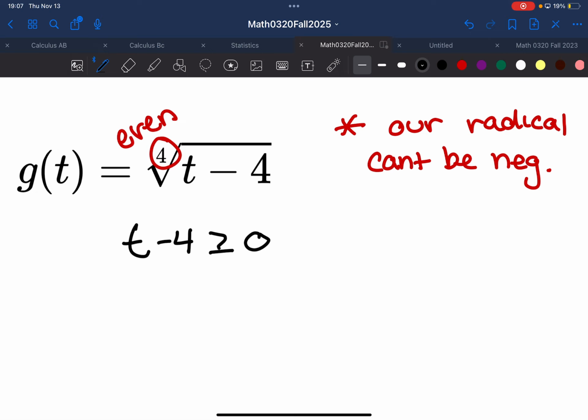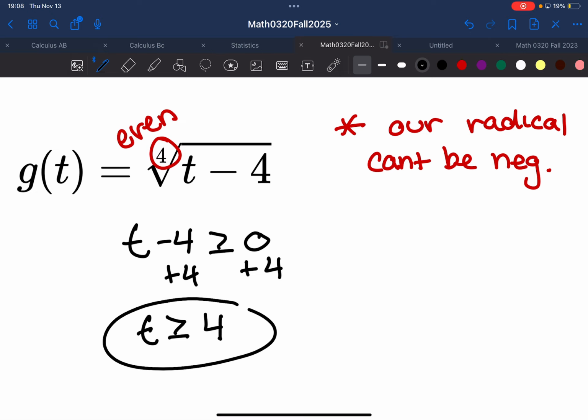Okay, so then we're just going to solve this like we did in the very first notes when we talked about inequalities. So we're going to add 4 to both sides. And this means that t, the variable of the problem, is restricted to only numbers bigger than 4. That is the domain. So if we picked a number smaller than 4, we would end up with a negative inside of that radical, which would give us no solution, and we want to avoid no solution.